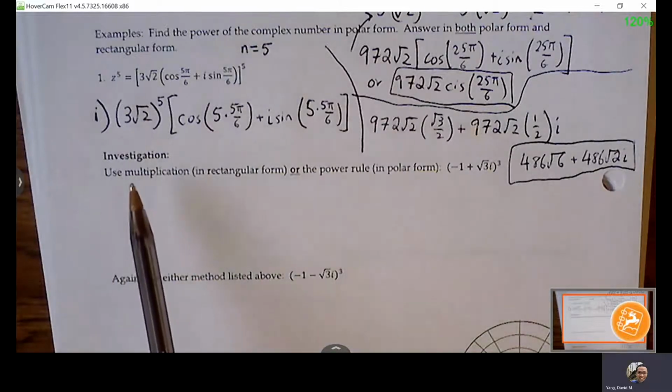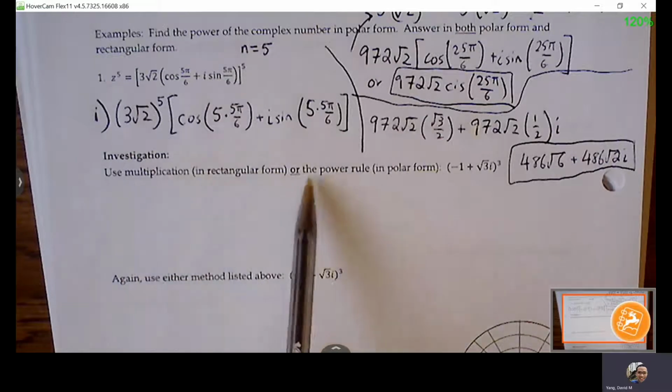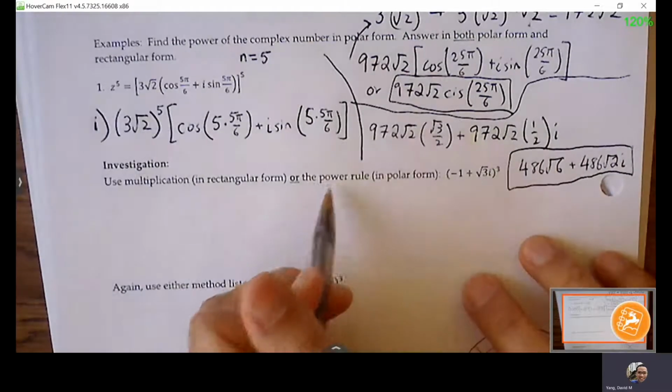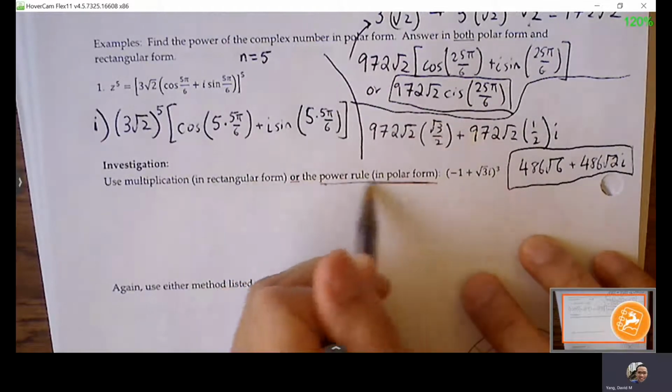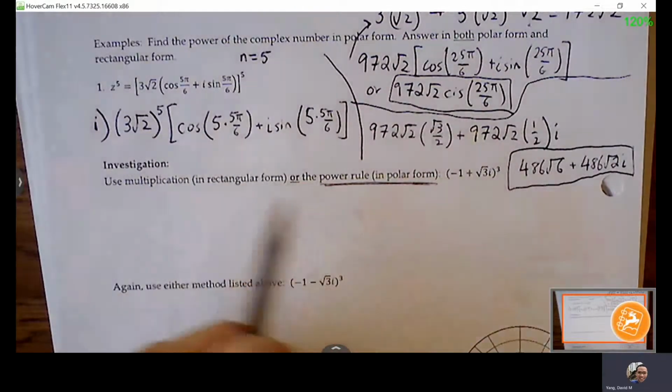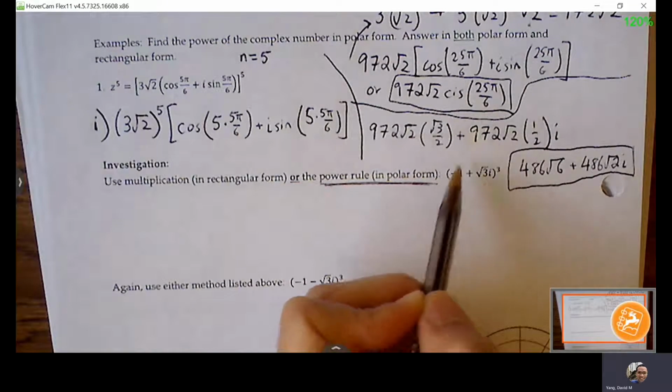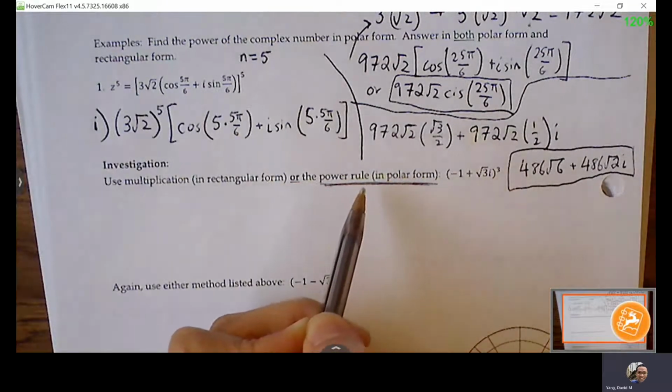Okay, next part, it says use multiplication in rectangular form or the power rule in polar form. I think we're going to do it this way here, if this feels like it's a little bit cleaner. Rectangular form just means we're going to FOIL it 3 times, which we can do, but let's just practice going through a power rule.